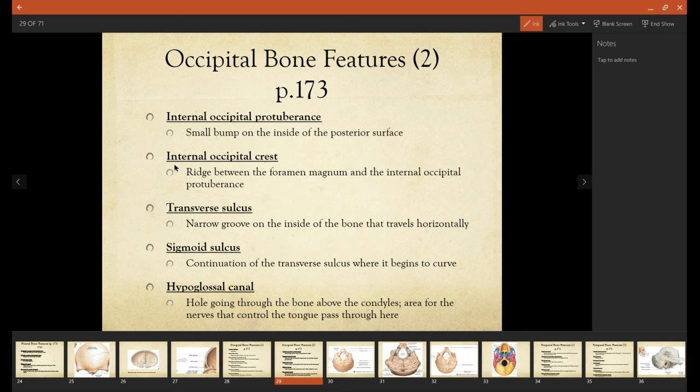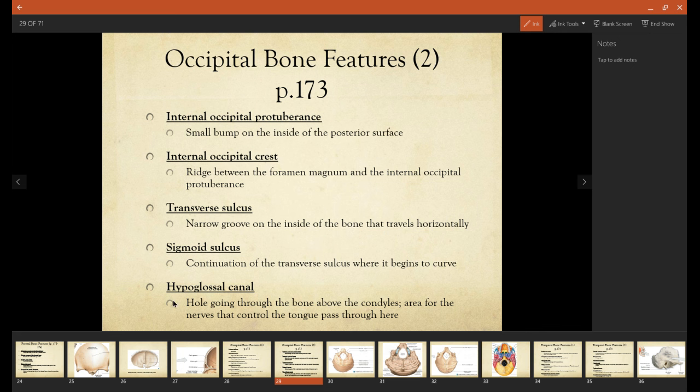Now coming off the internal occipital crest, we have something called the transverse sulcus. And this is a groove in the bone, and it's going to travel horizontally away from this internal occipital crest. And when we get to the veins of the brain later on, there's actually a vein called the transverse sinus that's going to sit in this sulcus. If you continue to follow this around, it's actually going to curve like the letter S, and that's when we call this groove the sigmoid sulcus. And again, we will learn a vein called the sigmoid sinus that will sit in this groove.